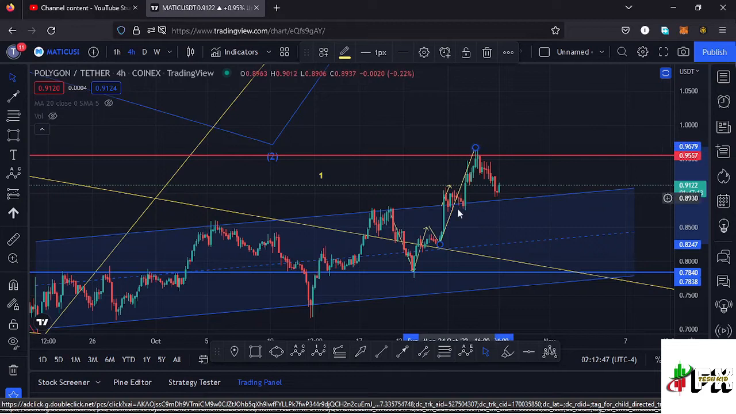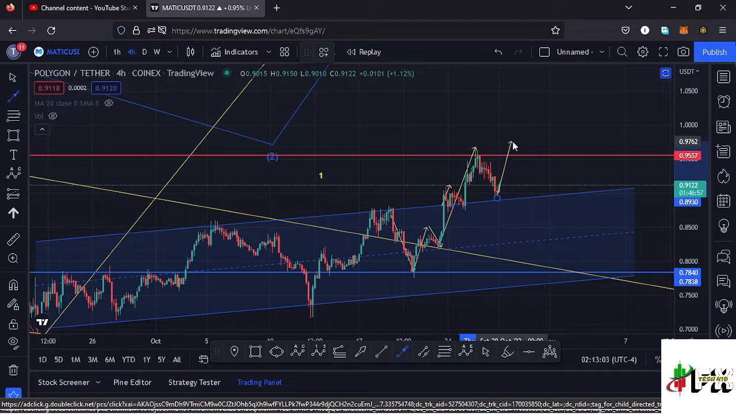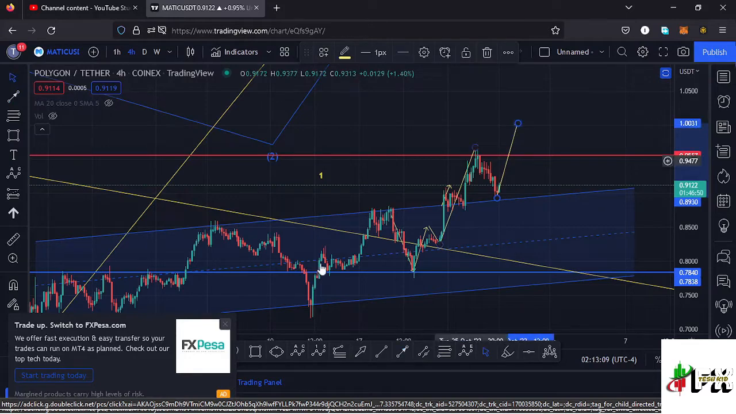Basing on this channel that I have drawn right here in this movement, maybe this is still a retest of this upper side of the channel, so there's a possibility that we might touch the upper side of the channel once more, and once that happens, we can bounce back to the upper side, manage to break above the key area of resistance at around the $0.95 mark, and maybe make a new high over here. So let's be patient and see how that plays out.